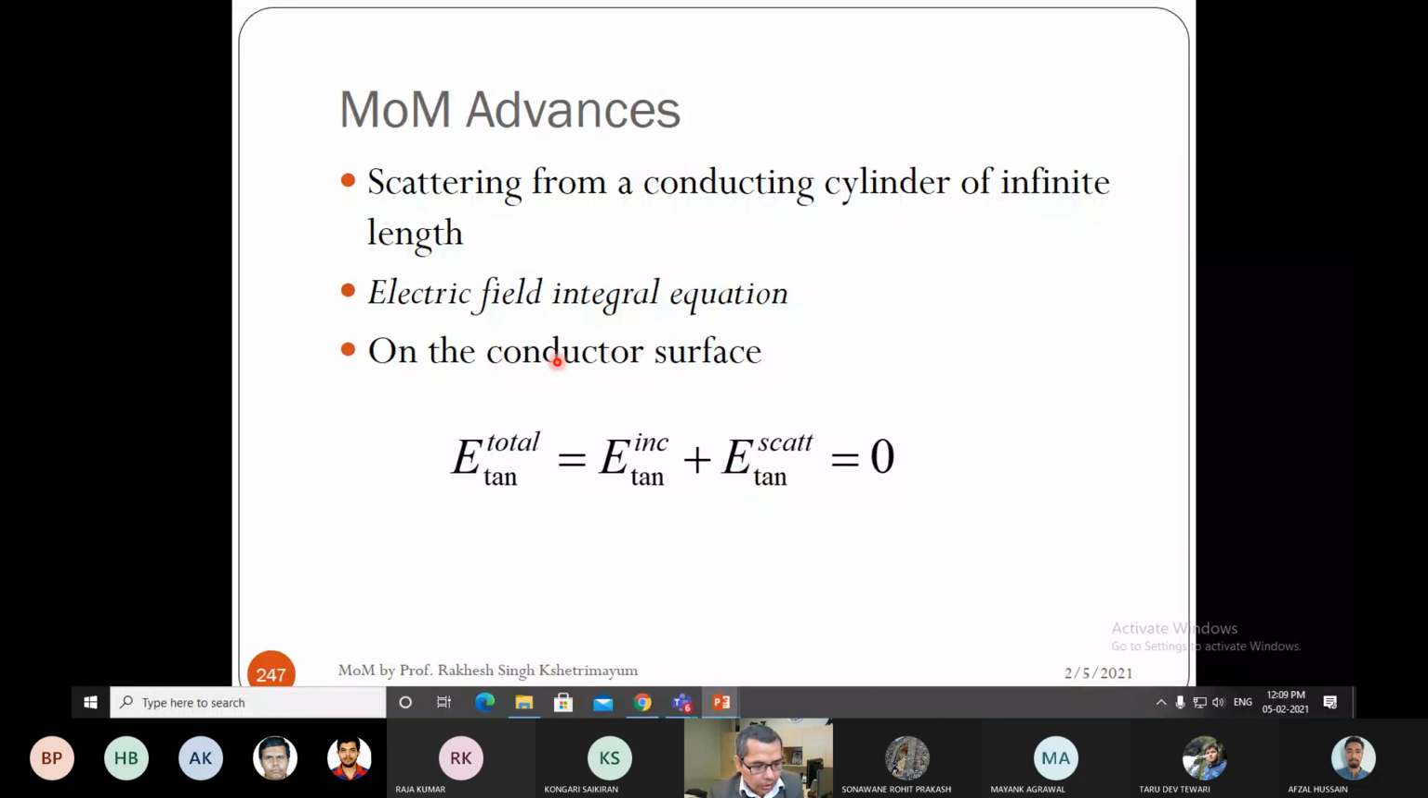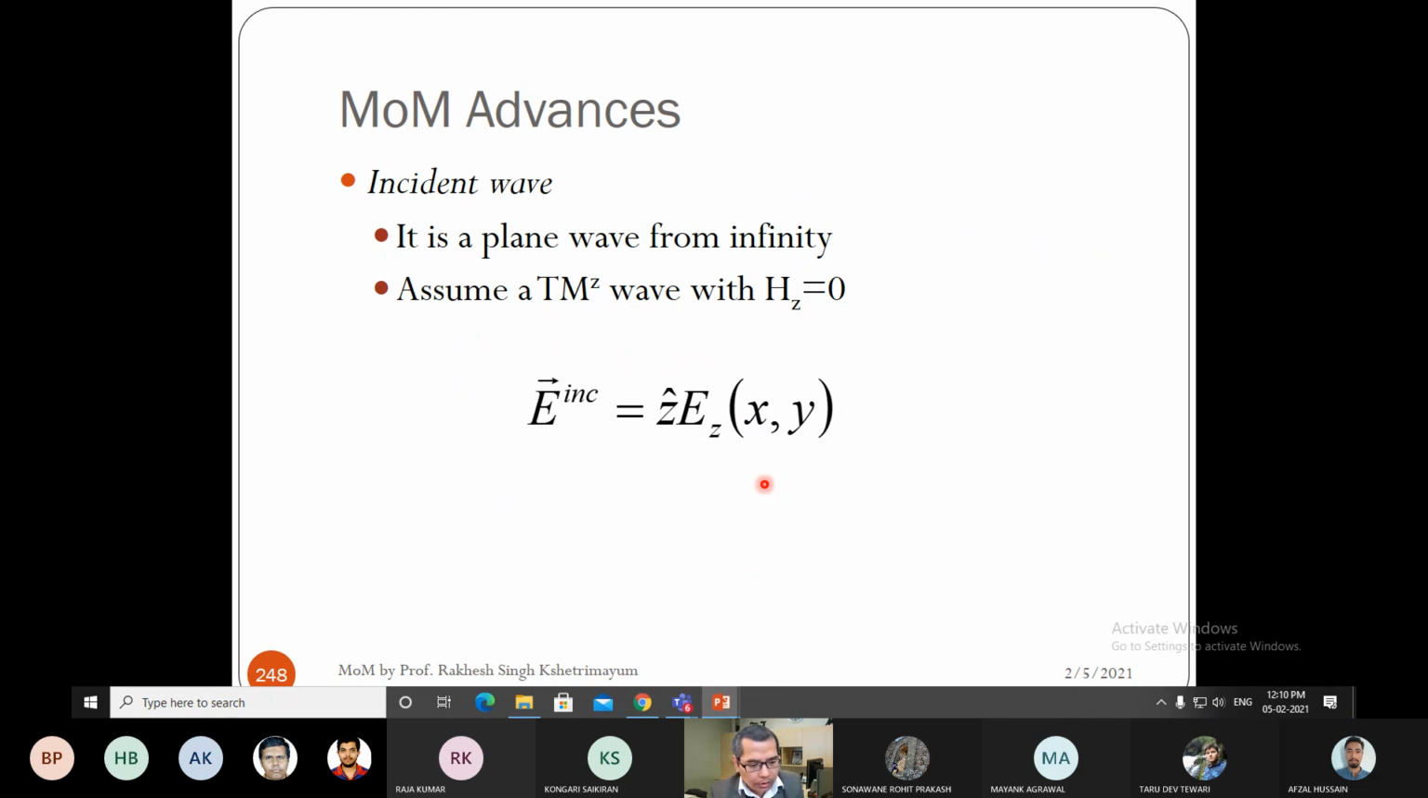We start with the scattering from a conducting cylinder of infinite length. We find the electric field integral equation for that, which is basically that the total tangential electric field is zero, composed of the incident electric field and the scattered electric field on the conductor surface. Assume a wave is incident from infinity. It's a TMz wave, transverse magnetic to z, so Az is zero. We'll have only the Ez component of the incident field, which is a function of x and y, and is directed along the z-axis.